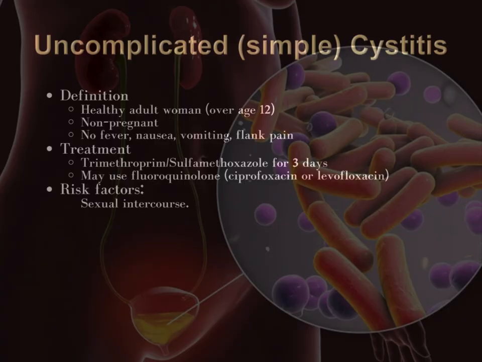Then uncomplicated or simple cystitis. Definition: healthy adult women over the age of 12, non-pregnant, with no fever, nausea, vomiting and flank pain. Then coming to the treatment: trimethoprim and sulfamethoxazole for 3 days. We may also use fluoroquinolones, ciprofloxacin or levofloxacin. And the risk factor is sexual intercourse.